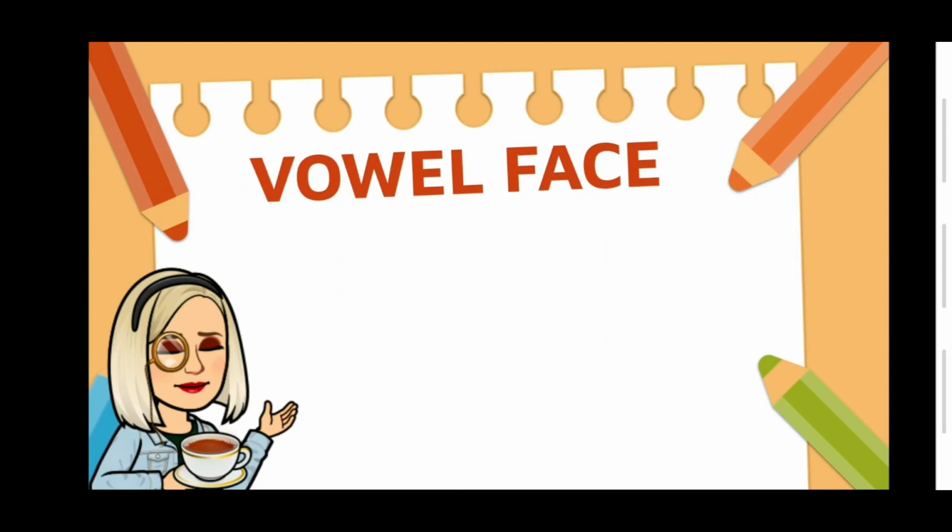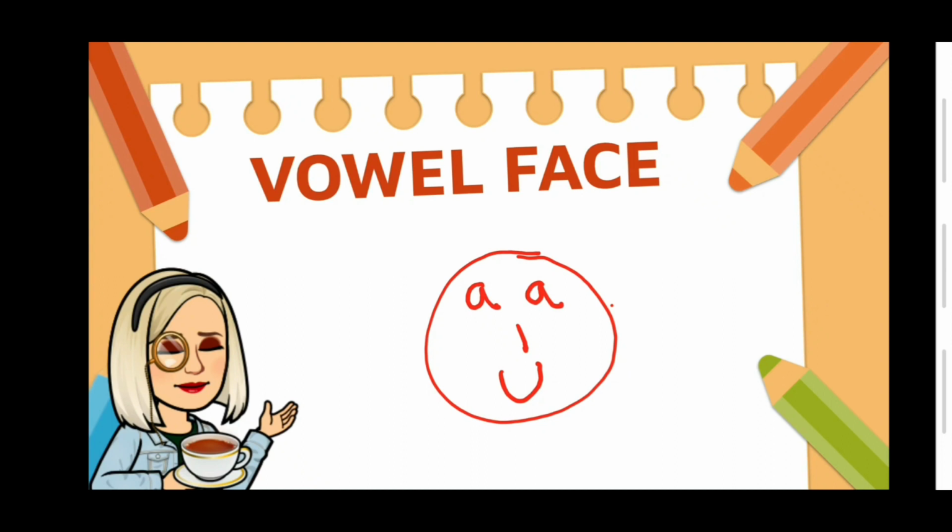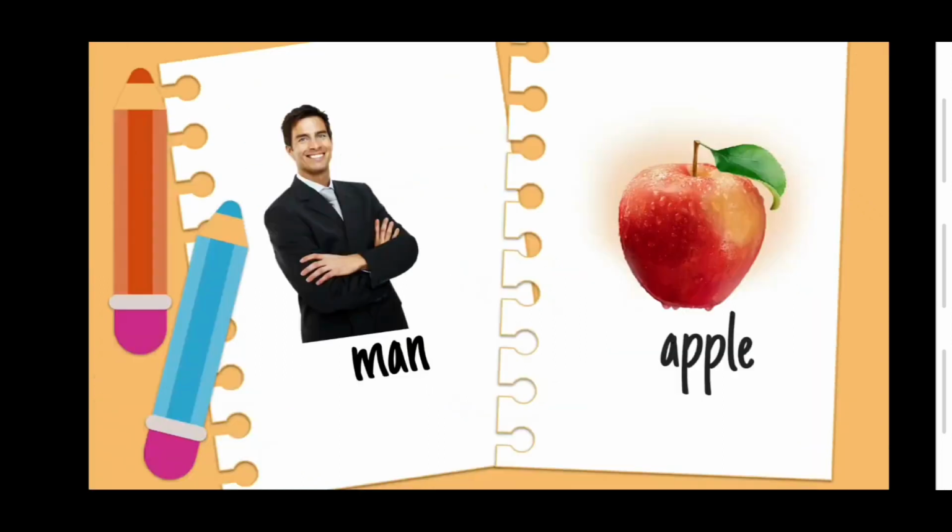And another tip that I'm going to give you to identify, or better said to learn, the vowels is the vowel face. Look, you're going to draw a face with the vowels. U, I, A are the eyes, and the letter E are the ears. Okay, so this is the vowel face.